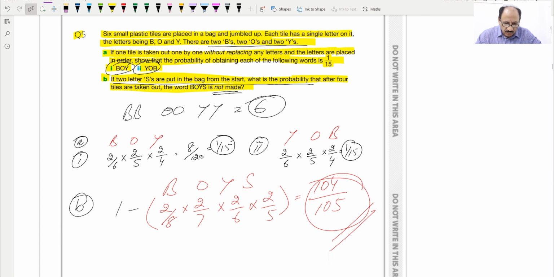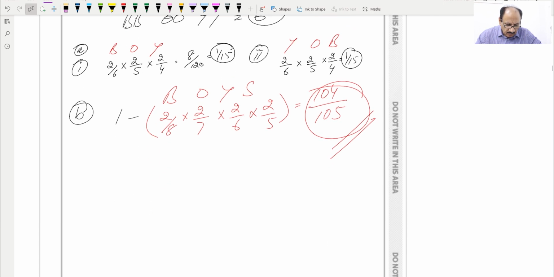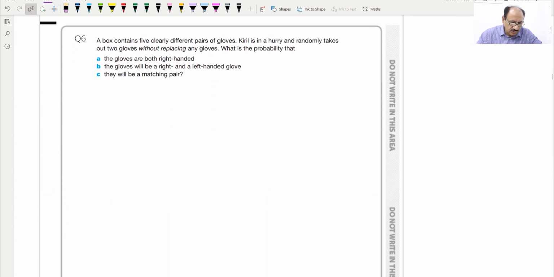Hopefully you understood this. Now we can move to the next question, and this question is also a little tricky. A box contains 5 clearly different pairs of gloves.